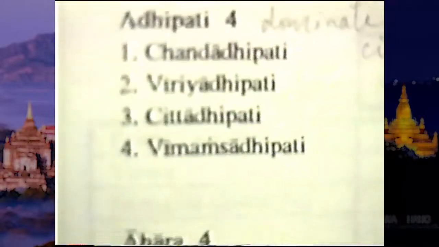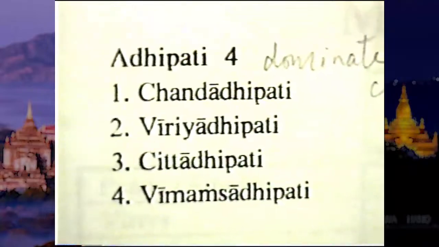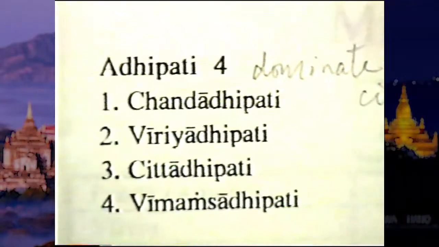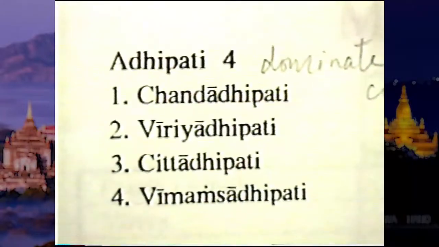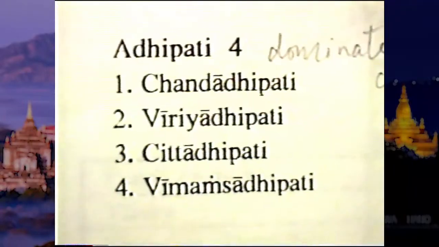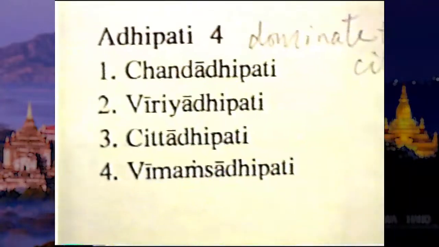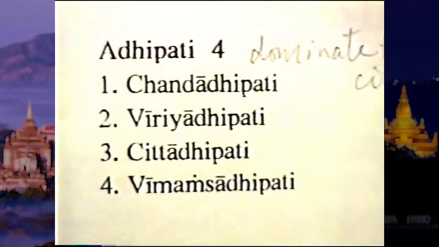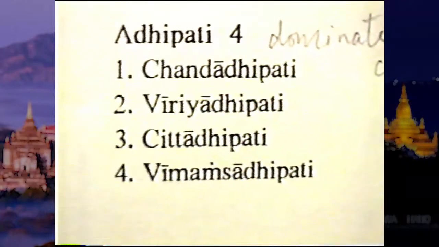The same with viriya adipati, the second one. Sometimes viriya can be predominant. So you have so much energy, so much effort that you are successful in your undertakings. Number 3 is Citta adipati. So Citta can be also predominant, and when the Citta is predominant, you can accomplish things. And number 4 is Vimamsa adipati.